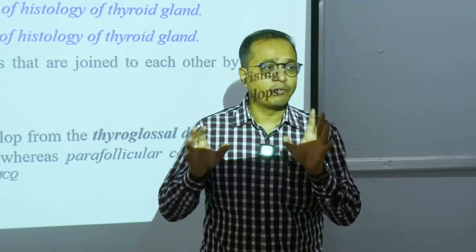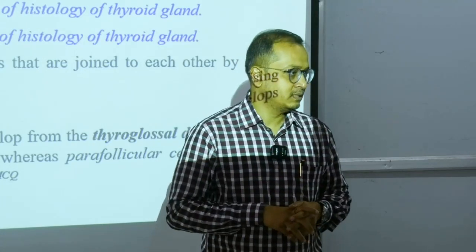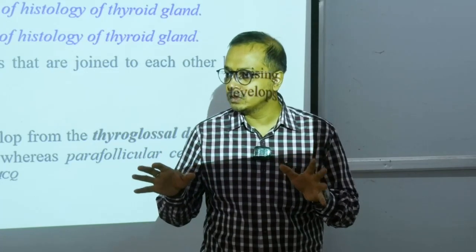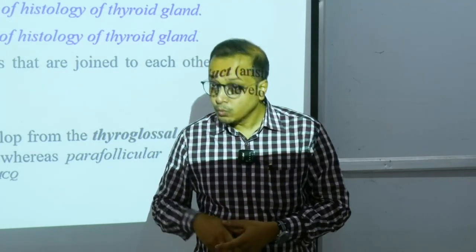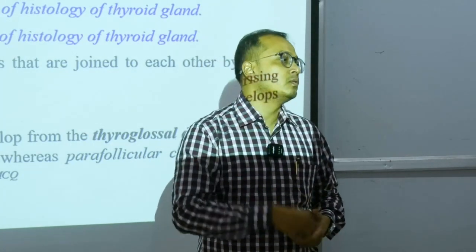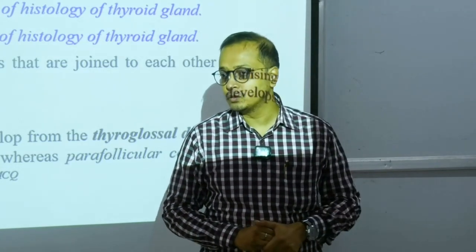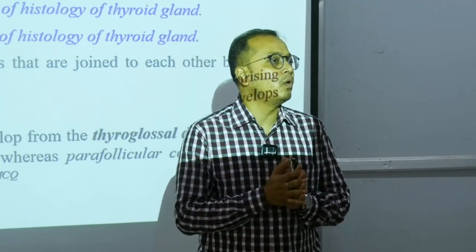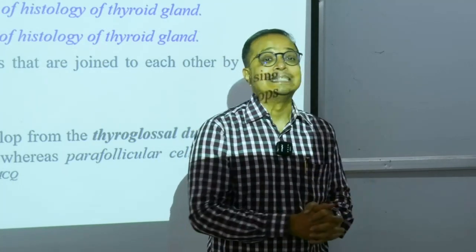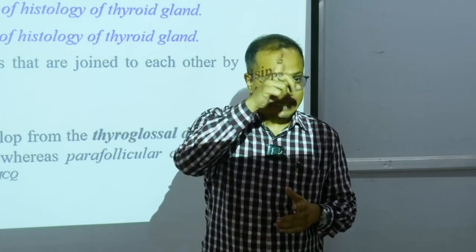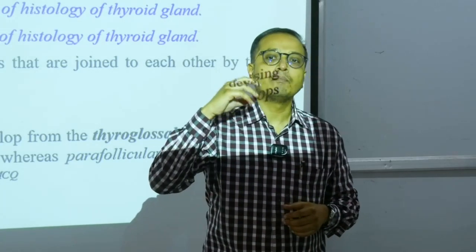Now, besides these follicles and follicular cells, we may have some cells which are not follicular cells. We call these non-follicular cells parafollicular cells. They are present beside the follicle, and we call them parafollicular C cells. These cells are amorphous.